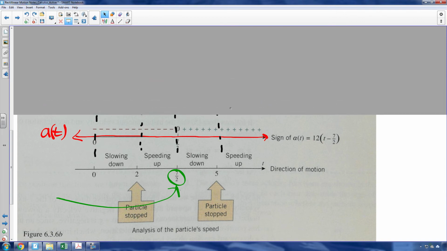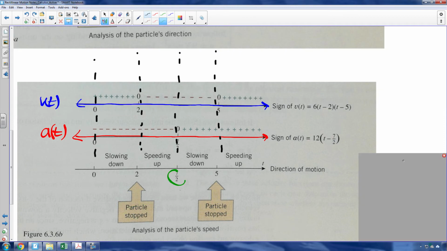Okay, working together or against each other from 7/2 to 5? Against each other, so slowing down. Perfect. Very good. And then what happens? The particle stops again, and then they're working together, speeding up. So you can kind of see what's happening here in this general understanding. And they did put particle stop, particle stop. They didn't say what was happening here, 7/2.